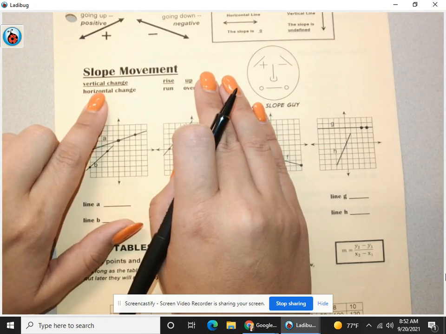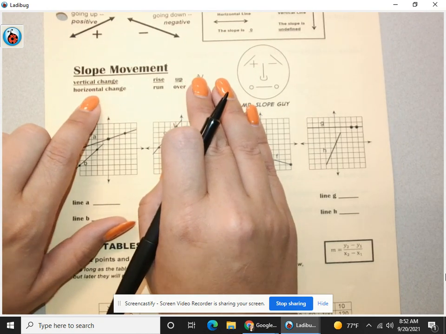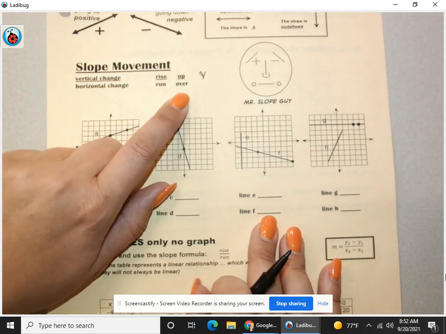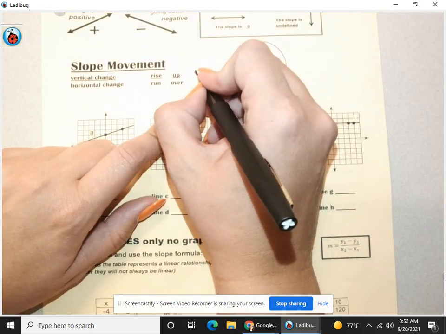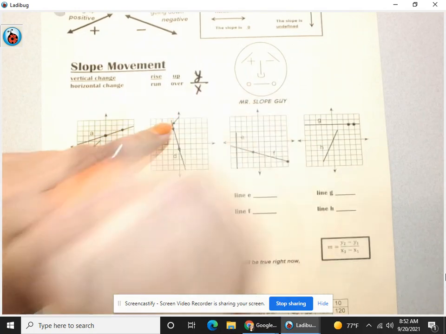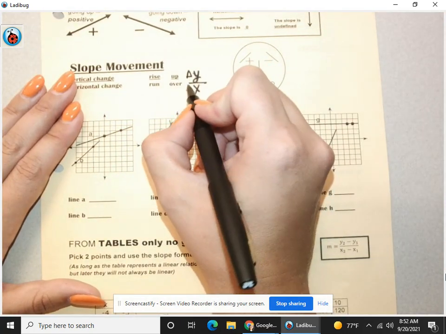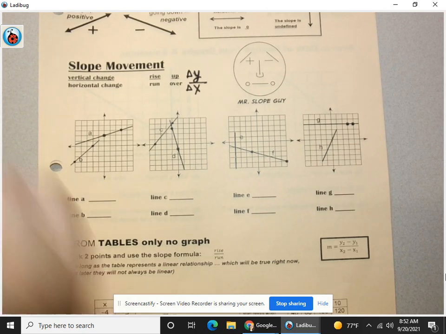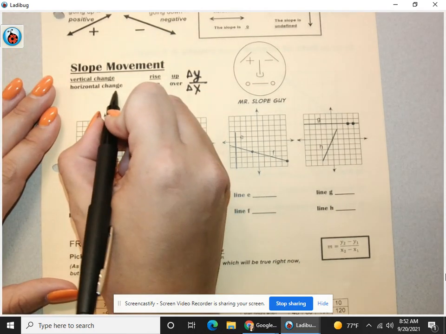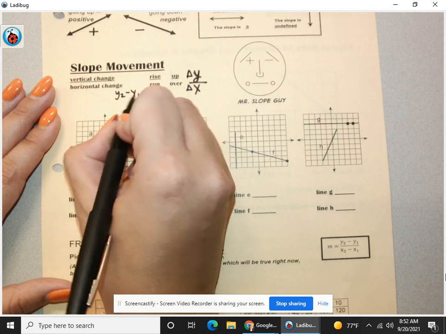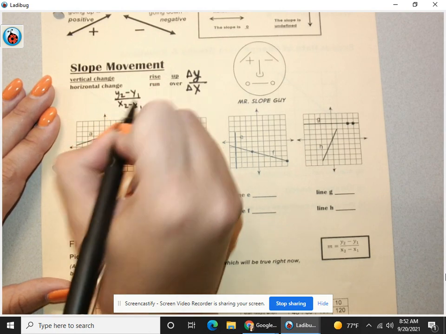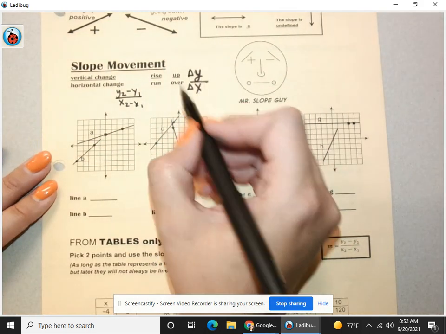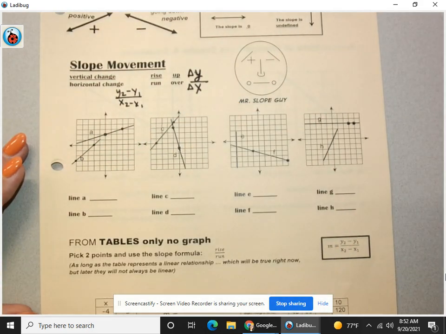The slope movement is a vertical change over a horizontal change, or rise over run, or y over x. Okay, it's really the change in y over the change in x. That triangle there tells you that it's the change of. So remember in our last notes, we talked about our slope formula, which was y2 minus y1 over x2 minus x1. Okay, that's all this says right here, the change in y over the change in x.